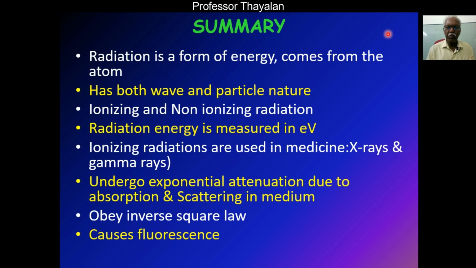Radiation undergoes exponential attenuation due to absorption and scattering in the medium. Radiation obeys the inverse square law. As the distance increases, radiation intensity decreases inversely. Radiation can also cause fluorescence. This property is made use of in some phosphor materials for medical applications.